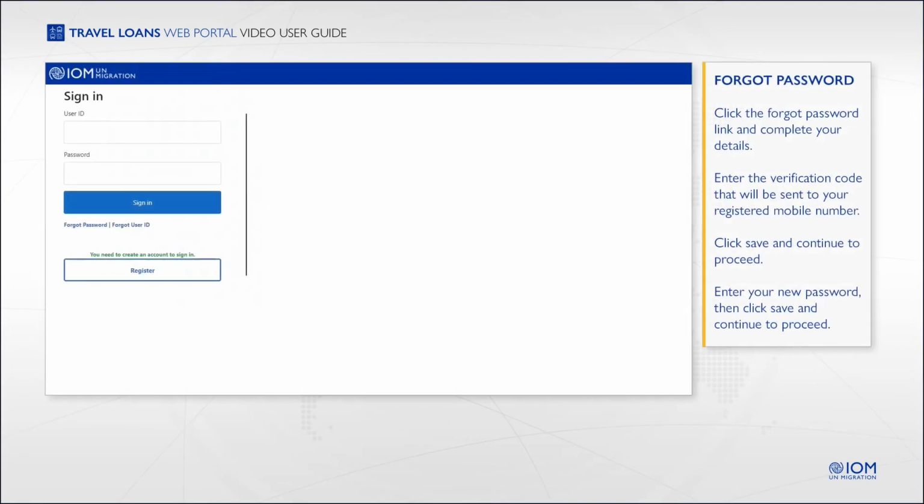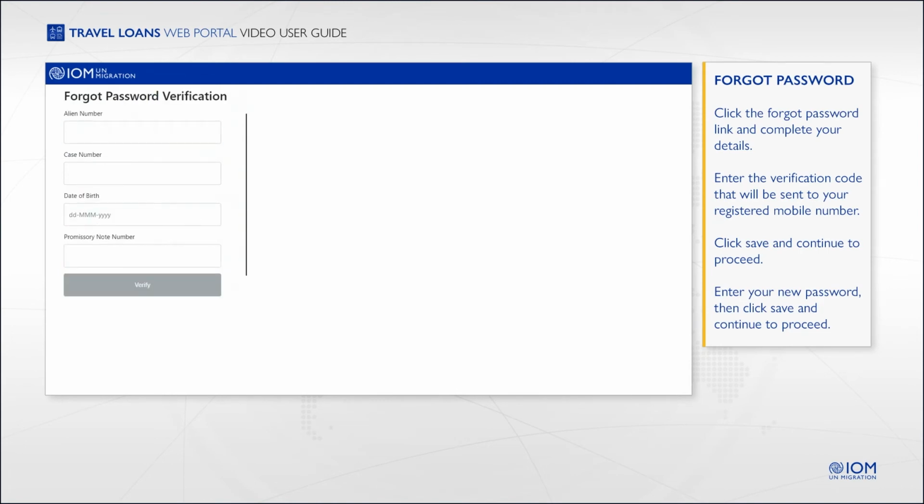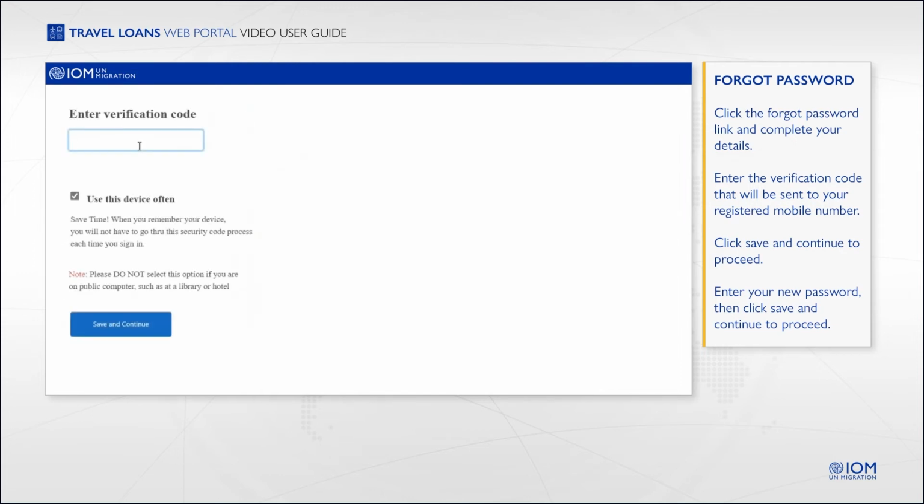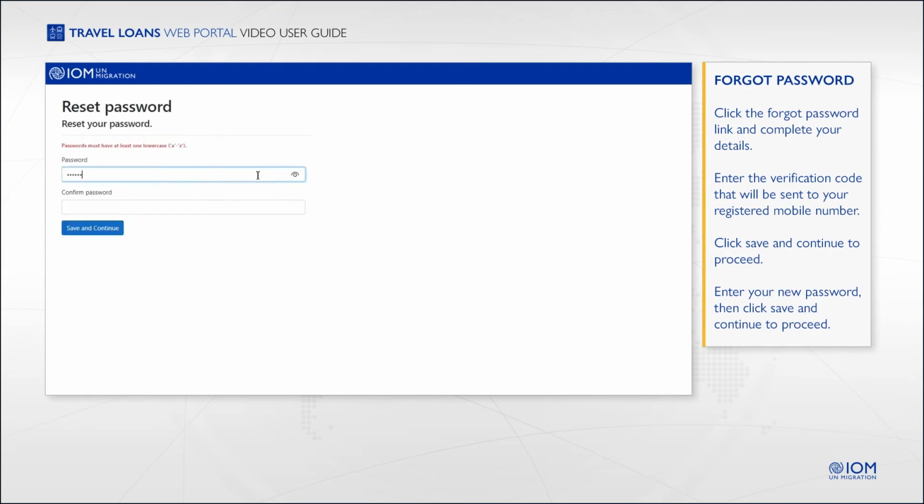Forgot password. Click the Forgot Password link and complete your details. Enter the verification code that will be sent to your registered mobile number. Enter your new password, then click Save and Continue to proceed.